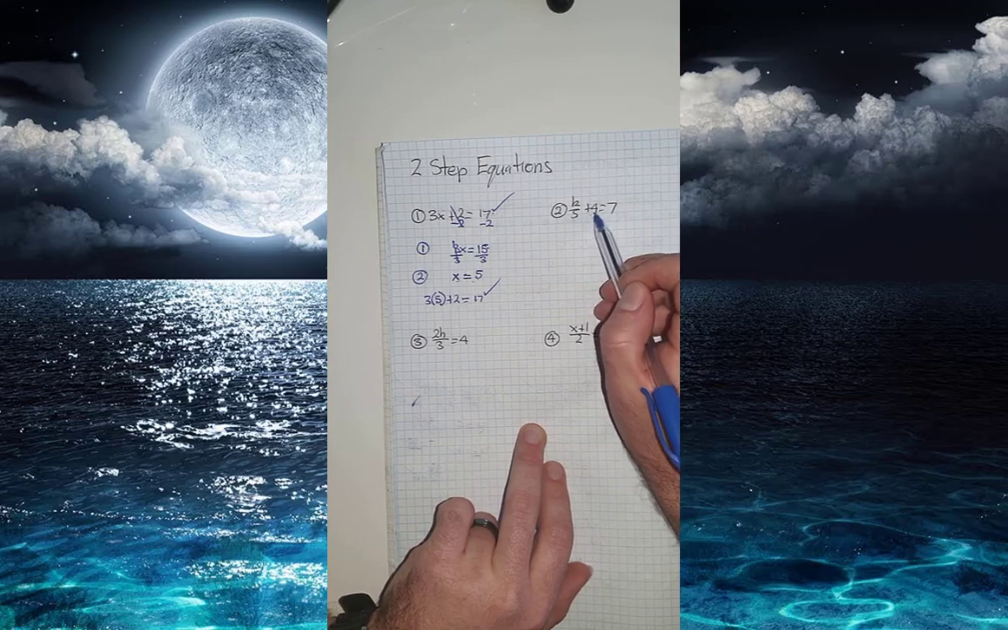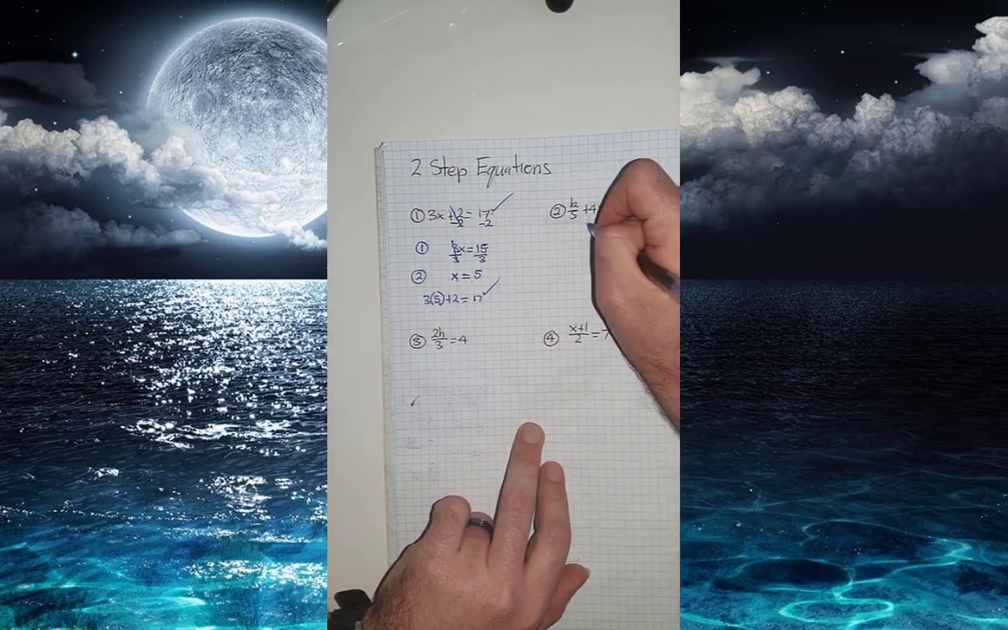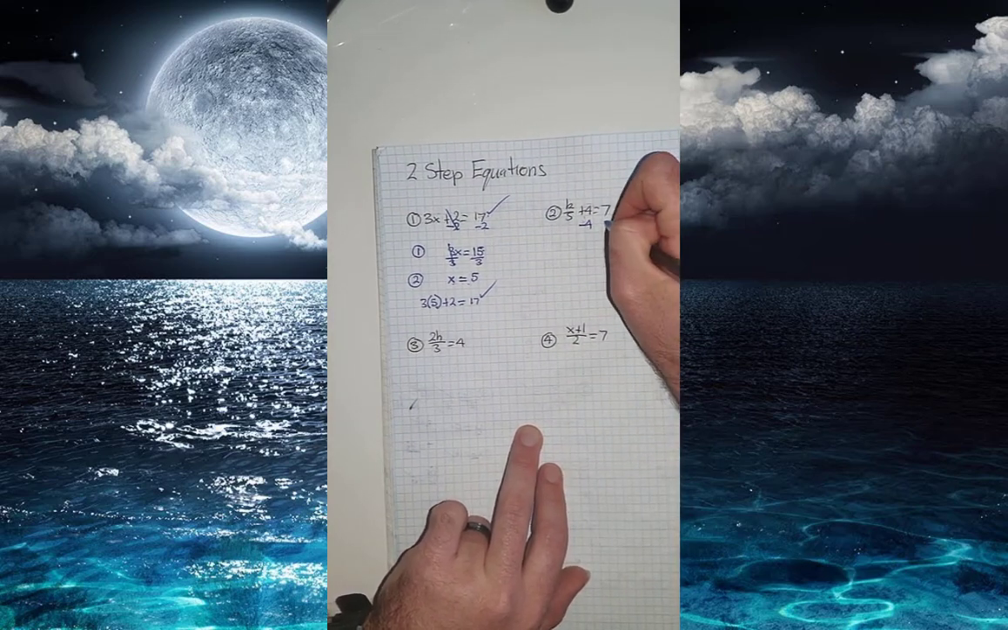Let's start with it being very simple. Let's get rid of the 4, just as we did with the 2. Okay, it was easy to get rid of the 2. So plus 4, minus 4. What I do to one side, I do to the other.